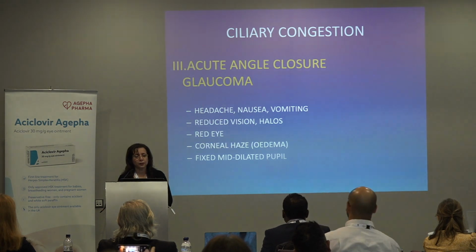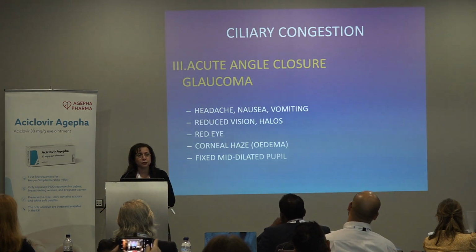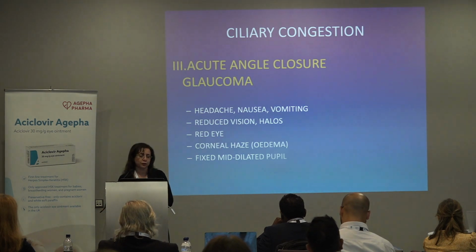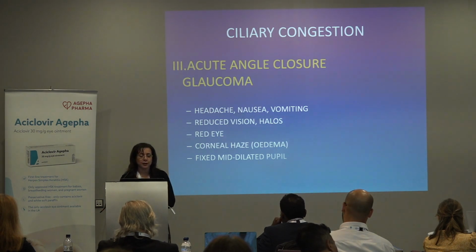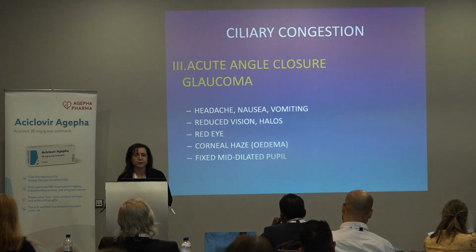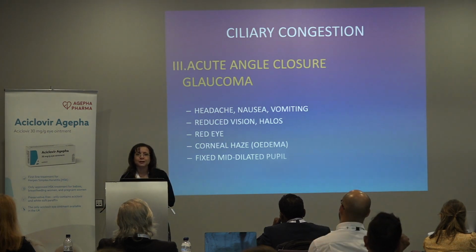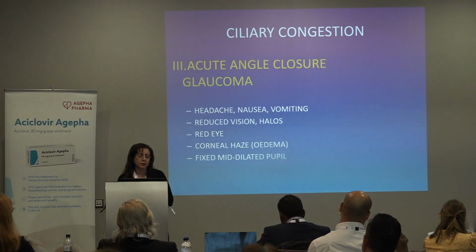Now, the third cause of ciliary congestion is acute angle closure glaucoma, and that is the second absolute emergency in ophthalmology. Patients present with headache, nausea, vomiting, reduced vision and halos, red eye, and the cornea is edematous and hazy, and the very, very pathognomonic feature is the fixed dilated pupil, and that's because of the iris ischemia. Unfortunately, that does not recover, and the patients will end up with a fixed dilated pupil forever.